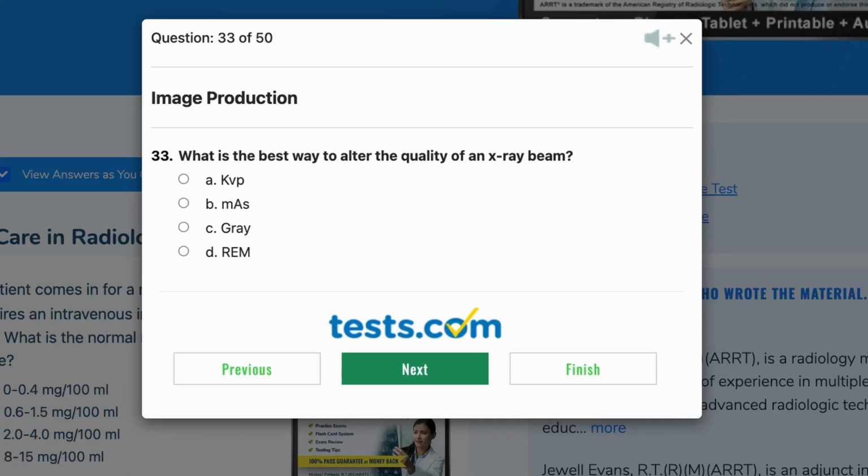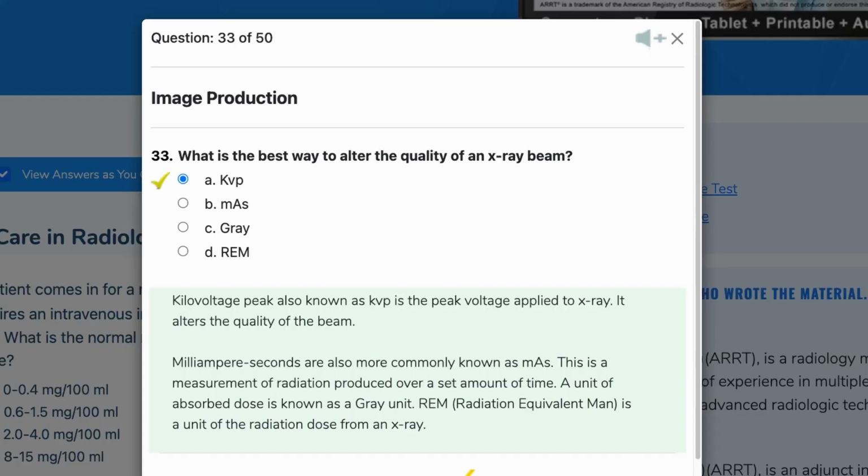Question 33. What is the best way to alter the quality of an X-ray beam? A. KVP, B. MAS, C. Gray, D. REM. A. KVP. Kilovoltage peak, also known as KVP, is the peak voltage applied to the X-ray tube. It alters the quality of the beam.